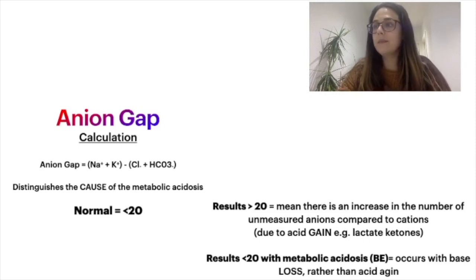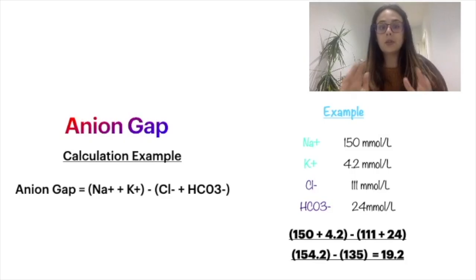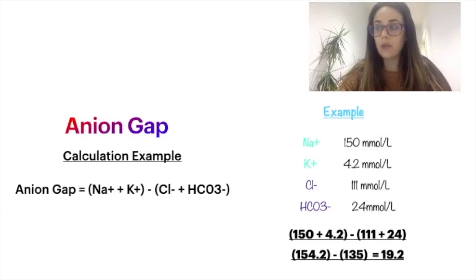Okay, now the calculation itself. So we've got an example here of one. I've done this one for you or with you. So as I said, you take the two positive electrolytes, add them up, and you take the two negative electrolytes, add them up, and you subtract those figures. So out of these examples here, we've got our 150 sodium and our 4.2. So we add them up, that comes to 154.2. Then we take our chloride, which is 111.